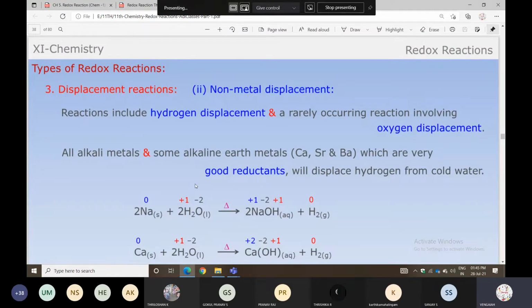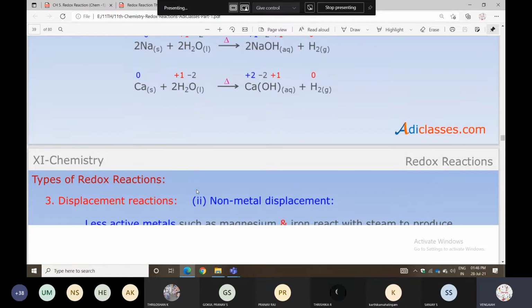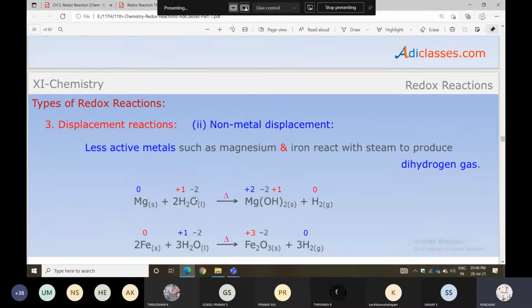Next is the non-metal displacement reaction. Metal plus water, what will form? NaOH plus H2. So here the reaction involves hydrogen displacement. Rarely, reactions involving oxygen displacement also occur. Some reactions have oxygen displacement, some have hydrogen displacement.